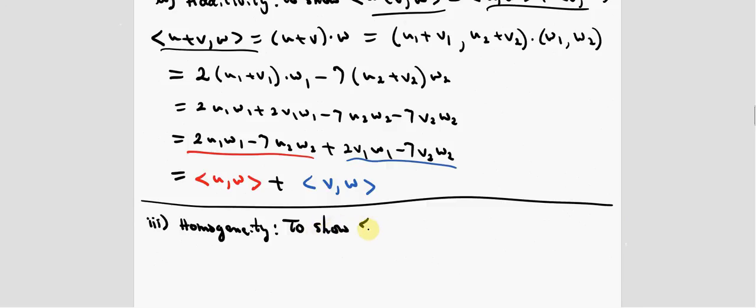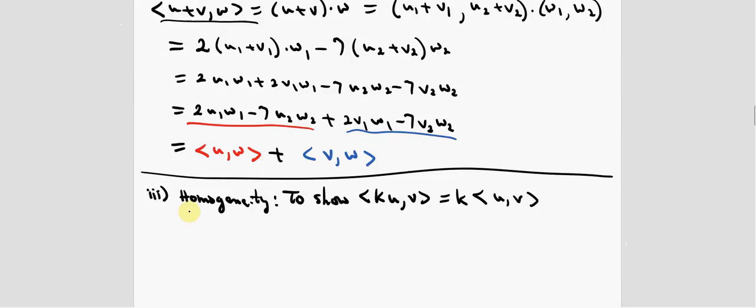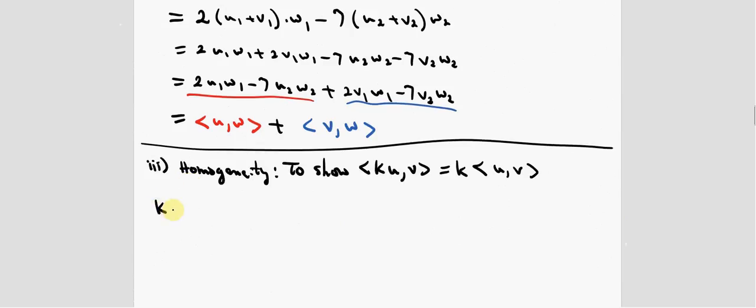It says that the inner product of k times u with v, is that the same thing as the scalar k times the inner product of u and v? Well, let's see. We start with the left side and see if we can produce the right side. K times u v is the inner product of that.